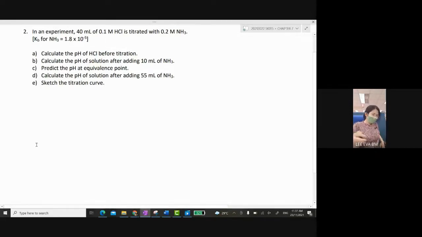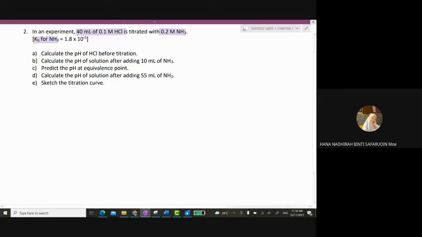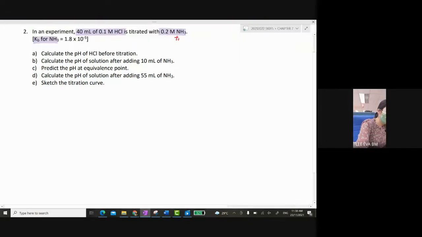In this question, let's look at the information we have here. In an experiment, 40 milliliter of HCl is titrated with 0.2 molar NH3. Given the question also, you have the Kb for a weak base. So this is a combination between a strong acid and weak base. From the first sentence, which one is your titrant? NH3. Okay, NH3 is the titrant, so we write over here first, and then HCl will be the analyte.